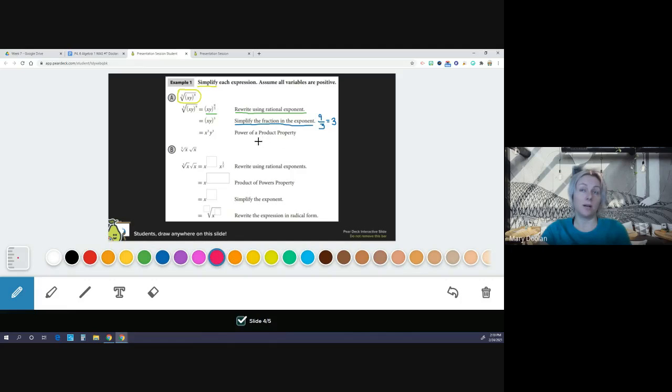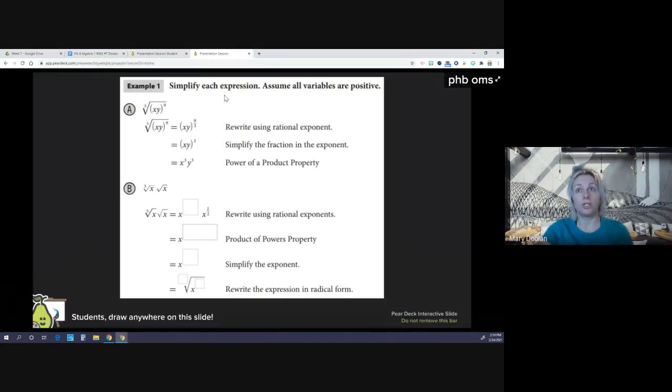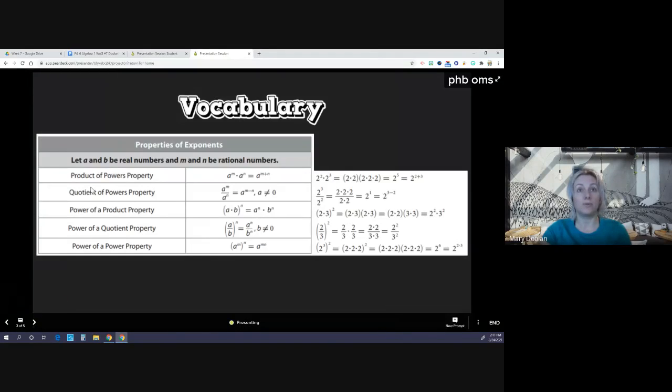Next up here, we're going to use one of these special properties. We're going to use the power of a product property, which is the first one, product of powers property. So a to the m times a to the n is equal to a to the m plus n.